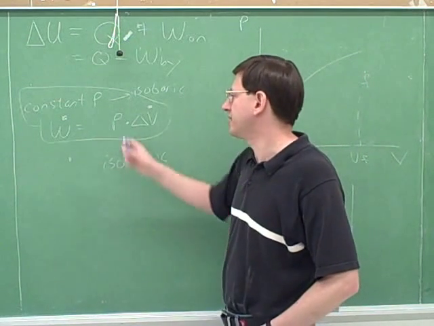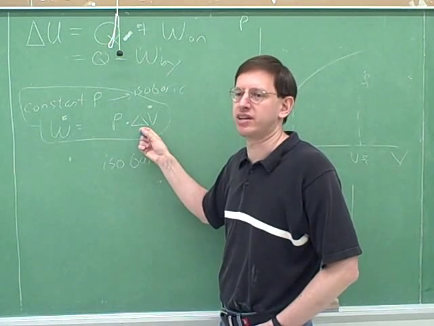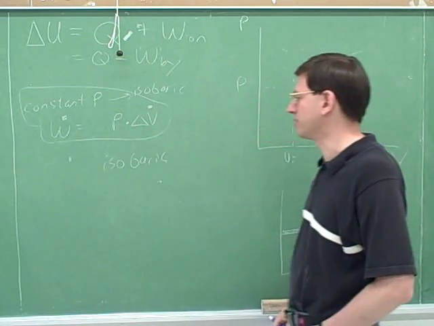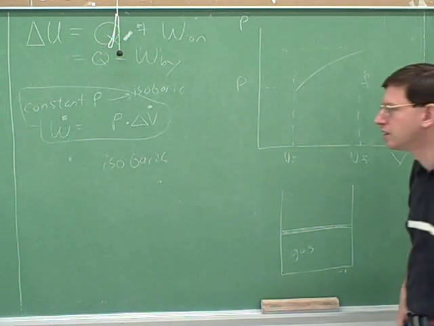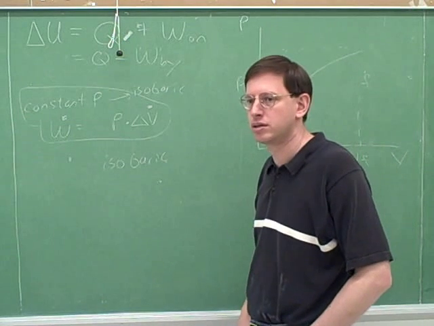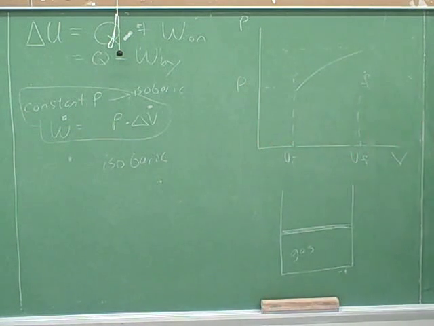And what's the work going to be? Then it'll just be P delta V, because that's the area of the rectangle. So that's an important thing to learn about isobaric processes. For the equation, in this case there's an increase in volume, so the volume change is a positive value.